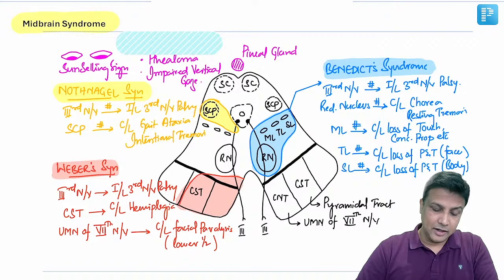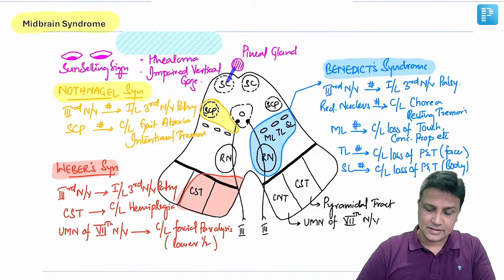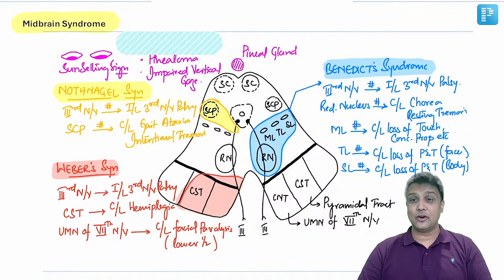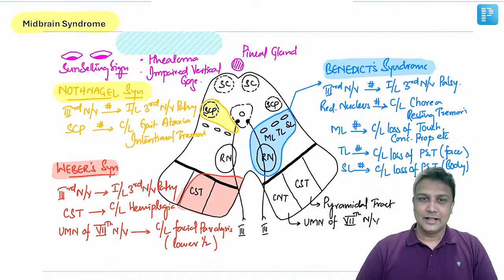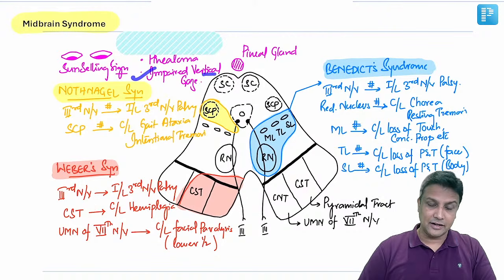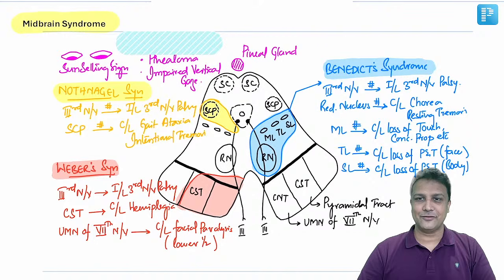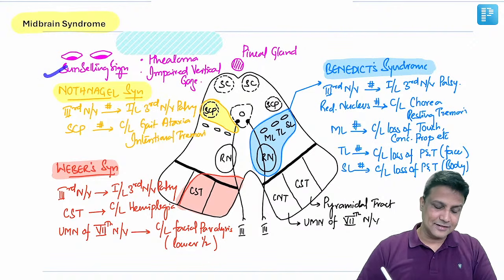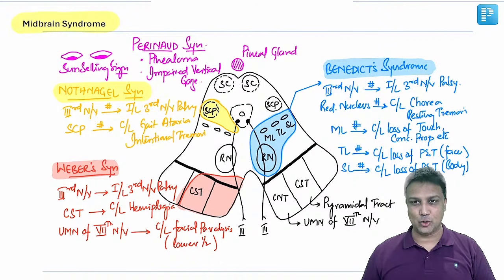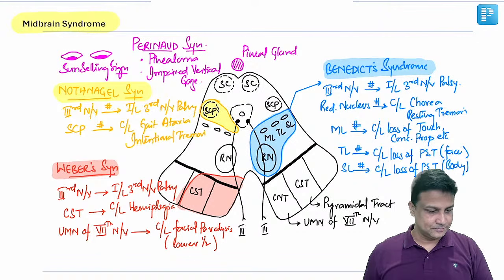Now one more thing, behind the superior colliculi here, you'll be having the pineal gland. And sometimes pinealoma will occur. When pinealoma occurs, the size of this one will increase and that is going to compress the superior colliculi. And superior colliculi, yes, is concerned with the visual reflex. That is why it is going to impair the vertical gaze. Fine. And therefore it will lead to that classical sun setting sign. And this condition is referred to as Parinaud syndrome.